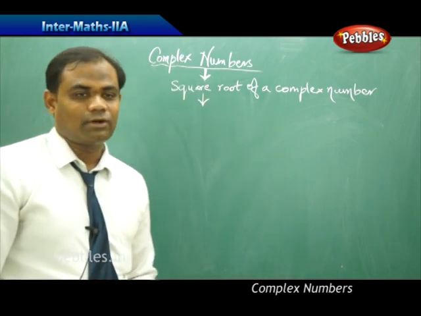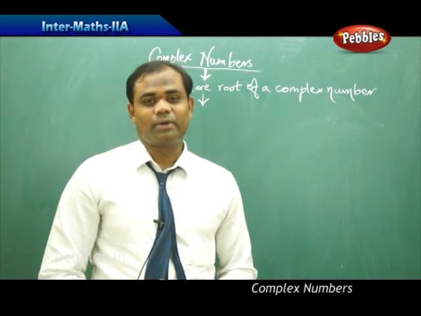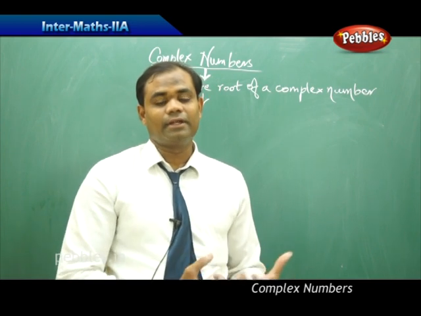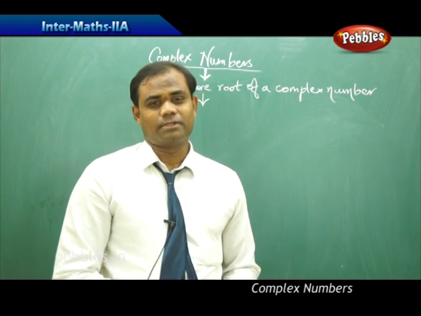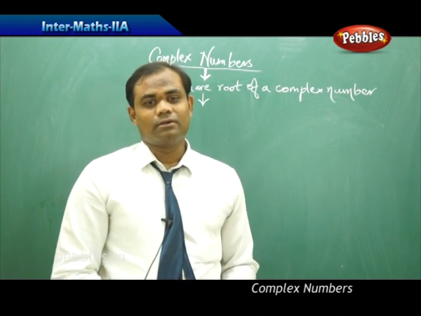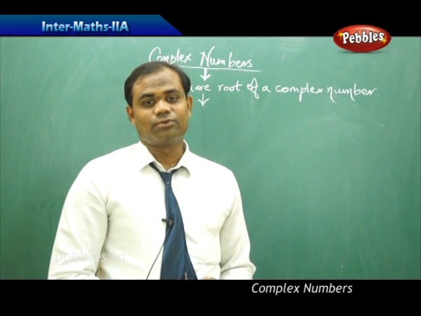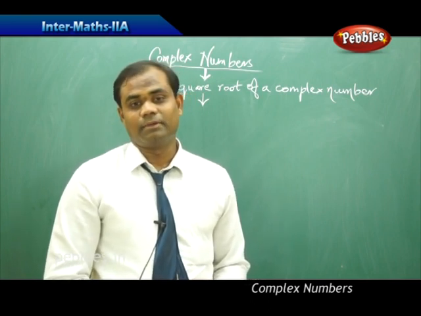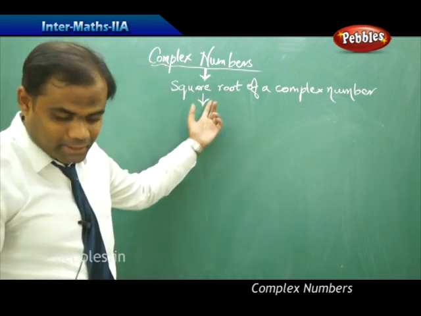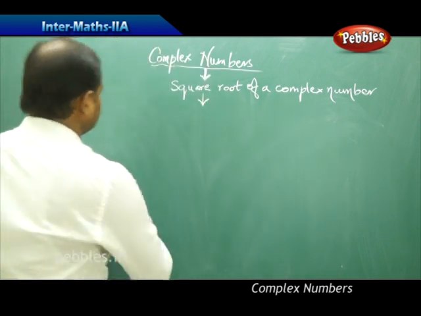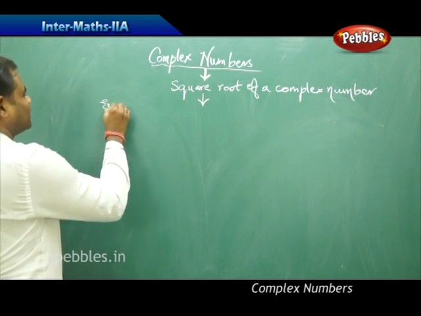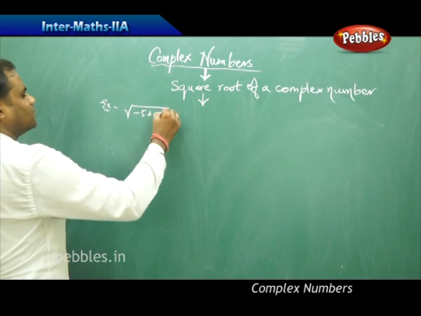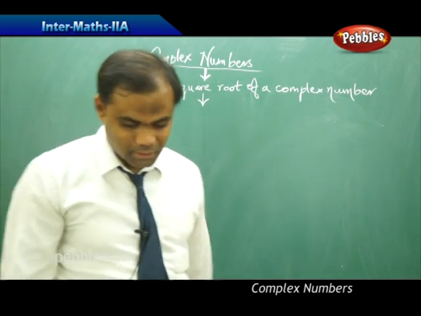But in the case of complex numbers, finding the square root is not an easy task, because even a calculator cannot help in finding the square roots of complex numbers. So let's see various mathematical methods through which we can understand the square root of a complex number. Let's take an example problem where I want to find the square root of -5 + 12i.